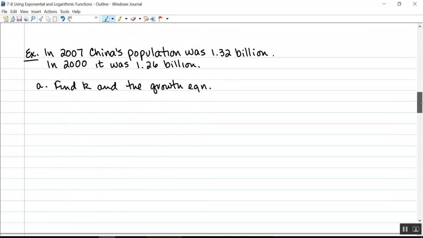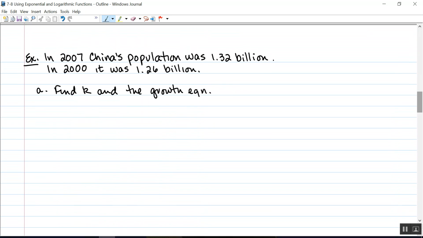Let's take a look at another example, and this one has actually 3 parts to it. In the year 2007, China's population was 1.32 billion. In 2000, it was 1.26 billion. So again, we have to find k and the growth equation. Because China's population increased in those 7 years, this is going to be exponential growth. So I'll use the equation y equals a times e to the kt, positive kt.